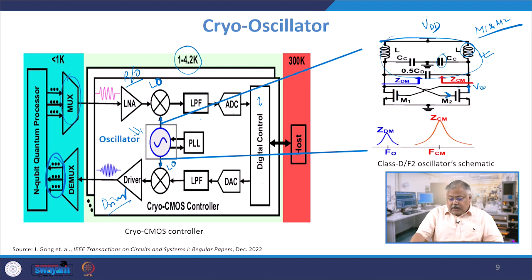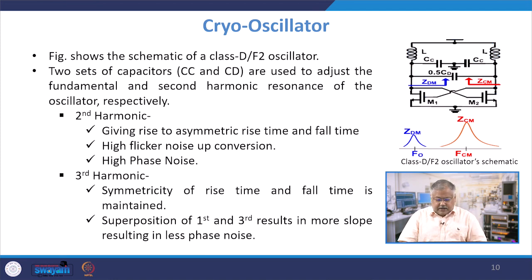So, typically this is what is known as a class D or class F2 oscillator schematic, which you see in front of you. It shows that the common mode impedance levels are much higher at M2 as compared to the differential mode. However, they will be able to give you a substantially large amount of resistance for oscillations in this case.